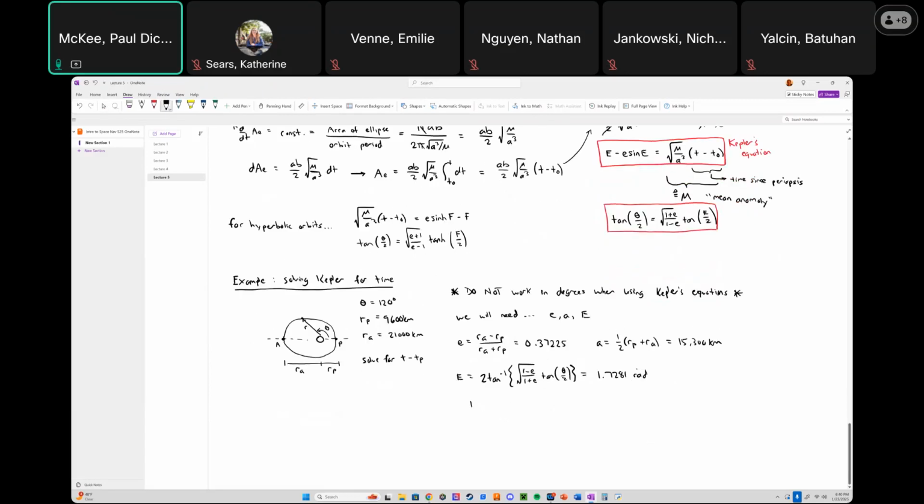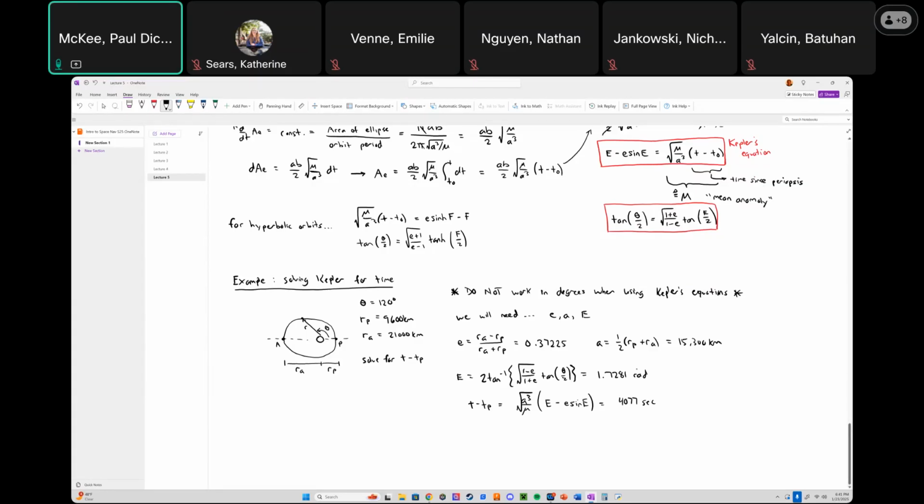T minus TP, and I use that interchangeably with T minus T0, is just the square root of a cubed over mu times E minus e sine of E. If you go through and solve it, you get 4,077 seconds, which you can do a sanity check. That ought to be less than half the orbit period, probably less than a quarter of the orbit period. So hopefully that makes some sense.